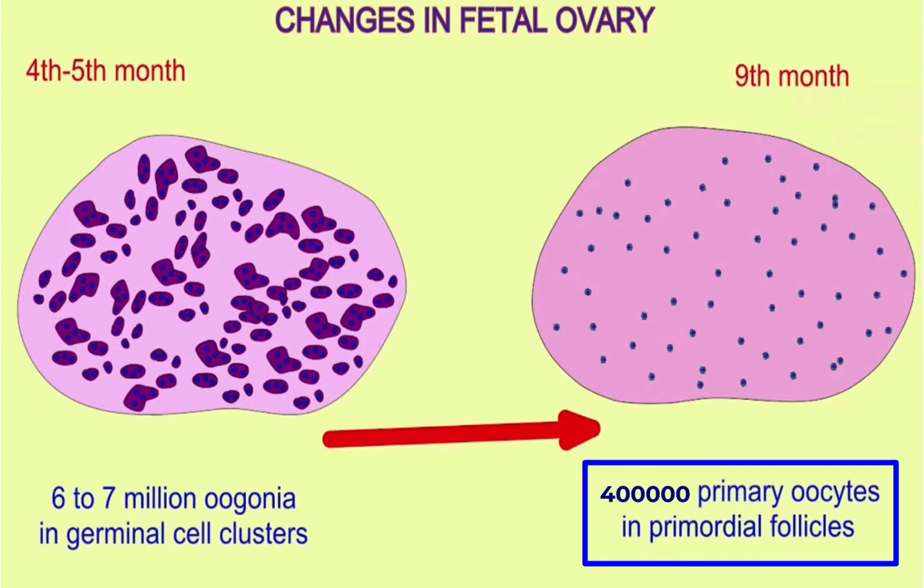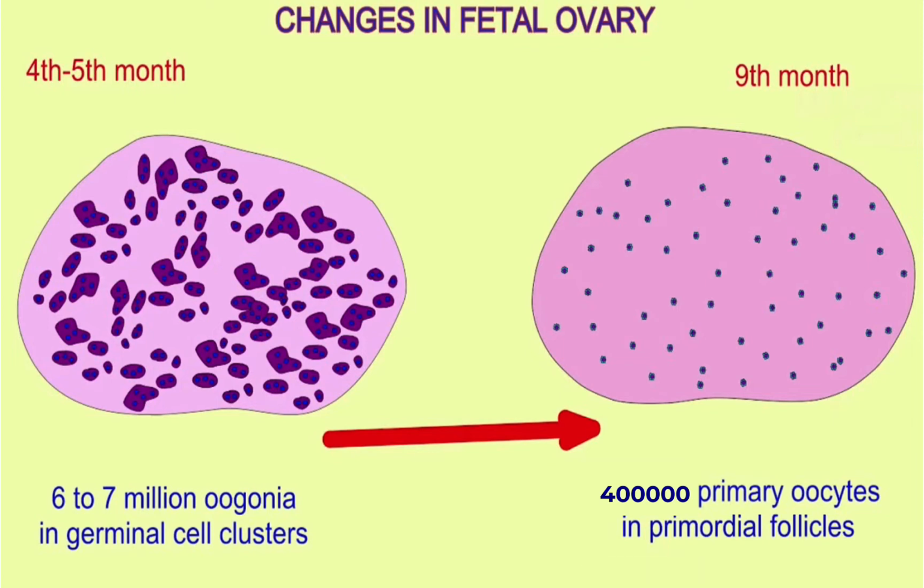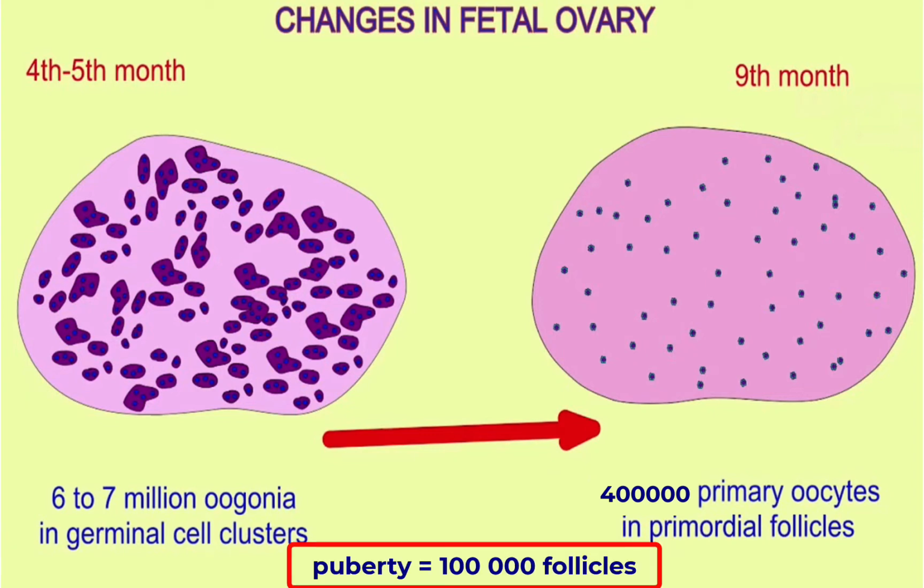Each primary oocyte is enclosed by a layer of cells called granulosa cells, creating a structure called the follicle. Women, unlike men, will not produce more of these through mitosis, and will be limited to the number of follicles that they are born with. In fact, some of the 400,000 follicles will degenerate over time, and by the time puberty arrives, a female will only have approximately 100,000 follicles remaining in both ovaries combined.